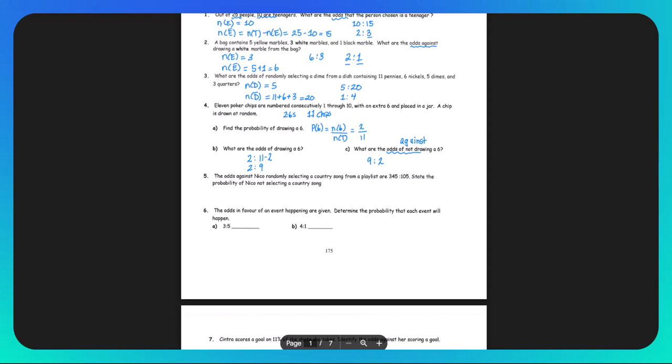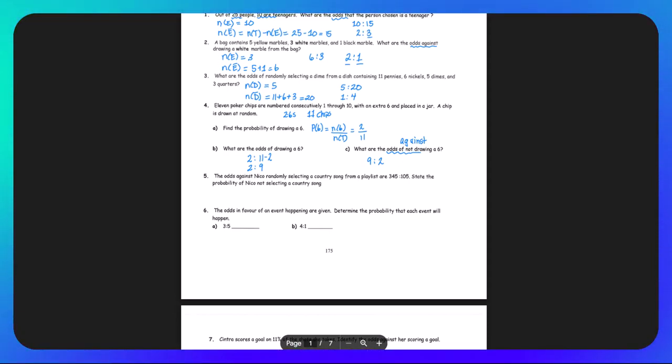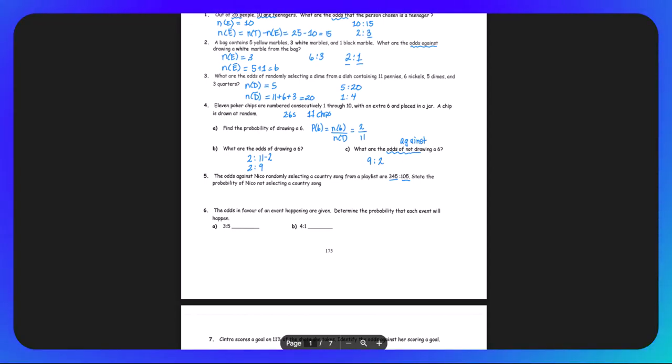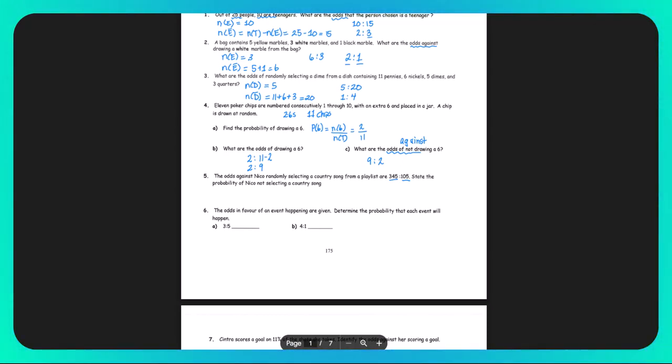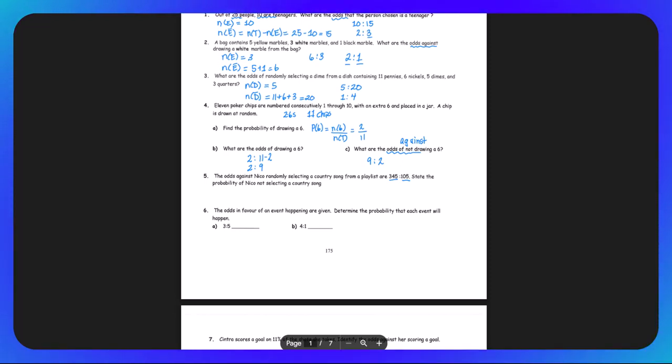So let's look at number 5. The odds against Nico randomly selecting a country song from a playlist are 345 to 105. So that means there are 345 country songs and 105 non-country songs, and they don't specify the genre. So here it's asking us to state the probability of Nico not selecting a country song.